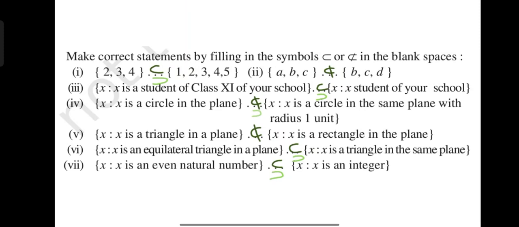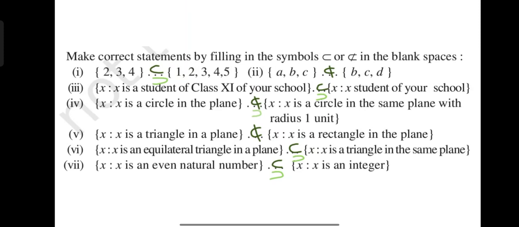And what is the next question? Set of all X such that X is a triangle in plane, and set of all X such that X is a rectangle in plane. But the triangle and rectangle have no connection, isn't it? So definitely it is not a subset, and we can't make any superset also from there, so it is only not a subset of. And comes the next one.